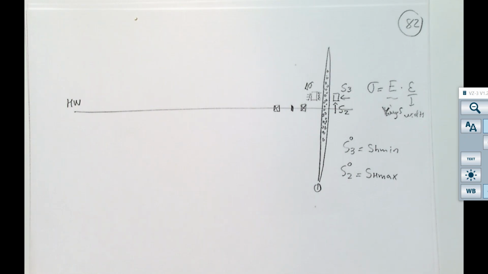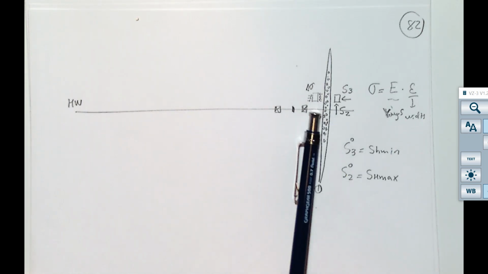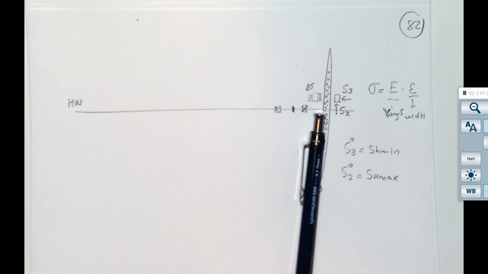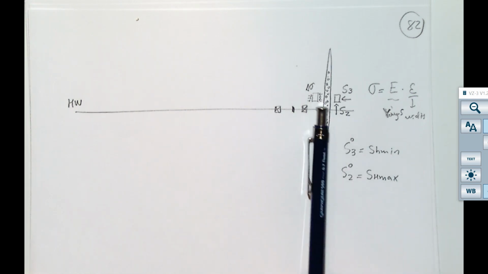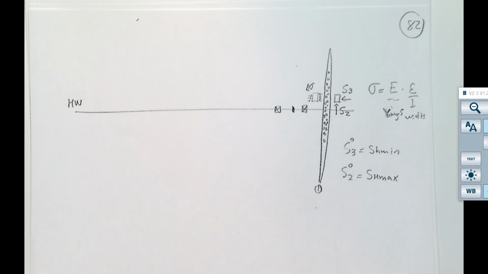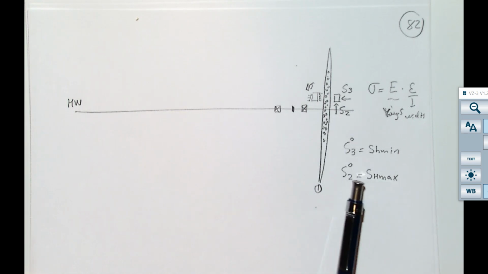So S3 plus delta sigma for S3, that would be your non-initial? Exactly. The non-initial stress in the proximity of the fracture is going to be the additional stress, which is actually the net pressure, equivalent net pressure or closure stress in the fracture, plus the initial stress.